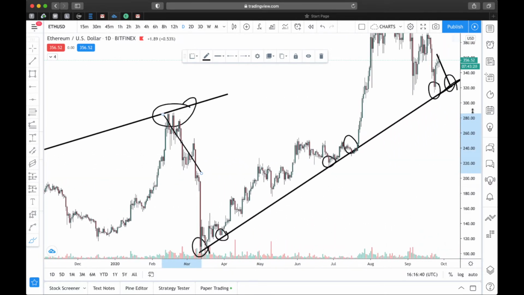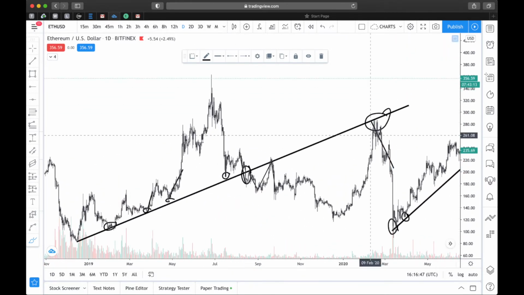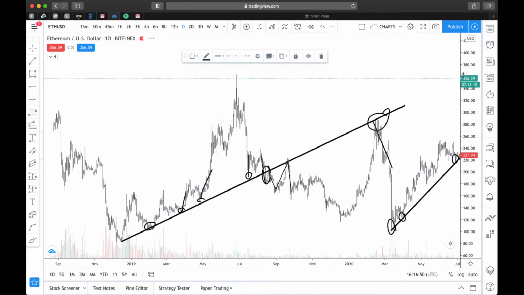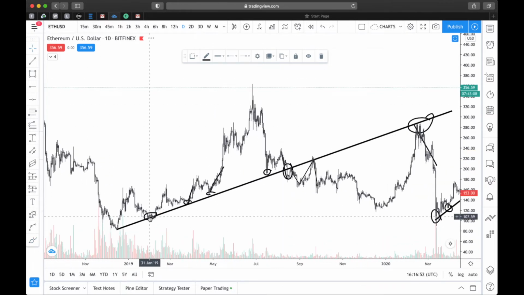Are you getting it? From this trend line, we could have picked about 7 trades. This could have been a trade. This could have been a trade. This could have been a trade. This could have been a trade.